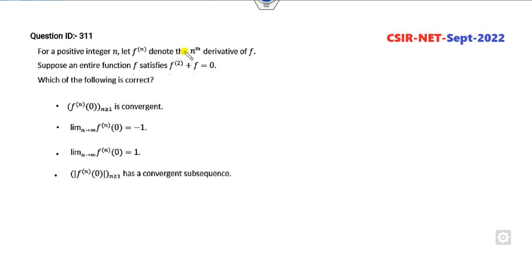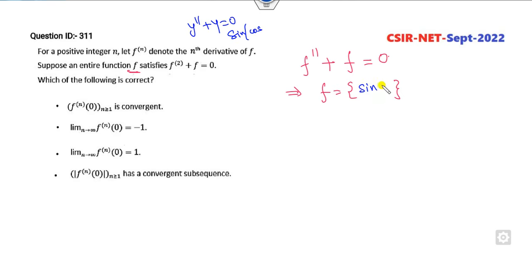Okay, next: the second derivative F'' plus F is 0. Suppose the entire function F satisfies this. Can you think of any function which satisfies this property? Look at the real numbers: y double dash plus y is equal to 0. So sine and cosine will satisfy it. So I can simply take sine z.